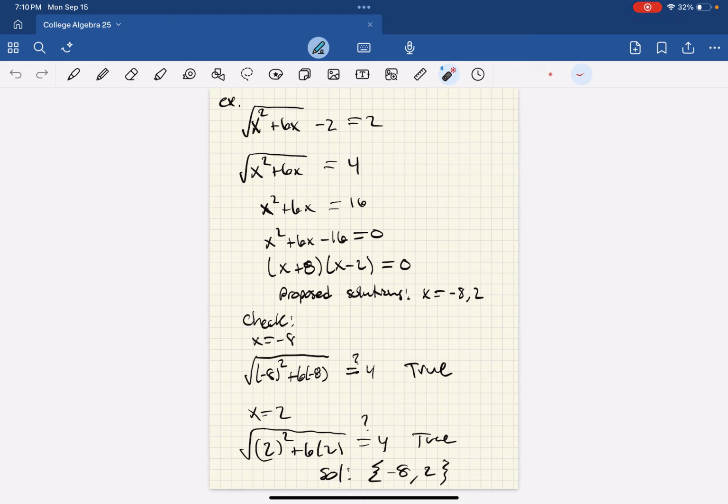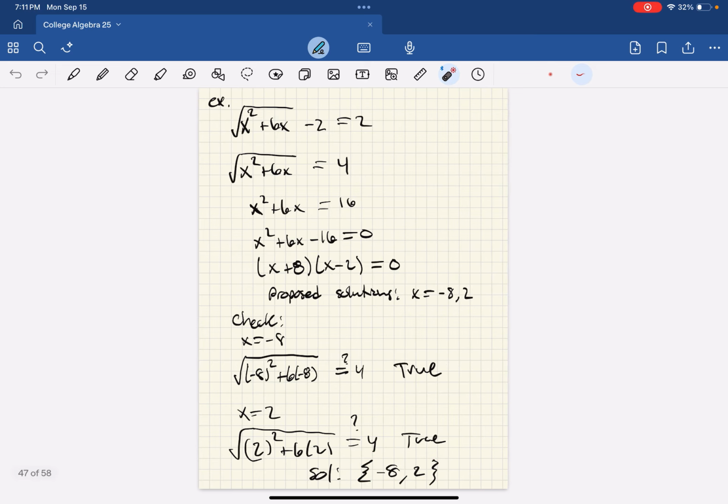We do have to check to make sure they work. When we plug in -8 into the original, we do get a true statement. We plug in 2 into the original, we do get a true statement. So the solution is both of these.